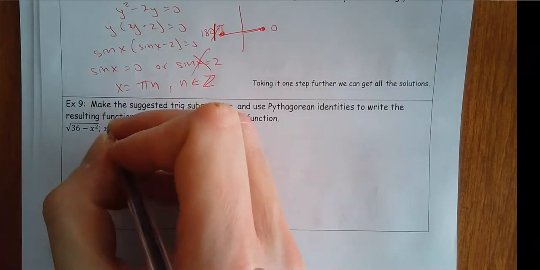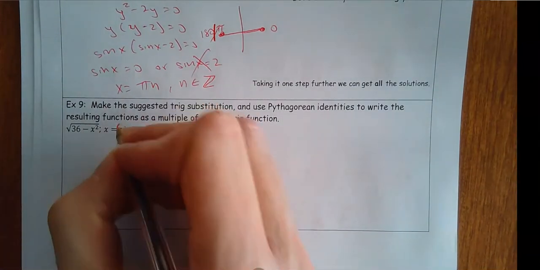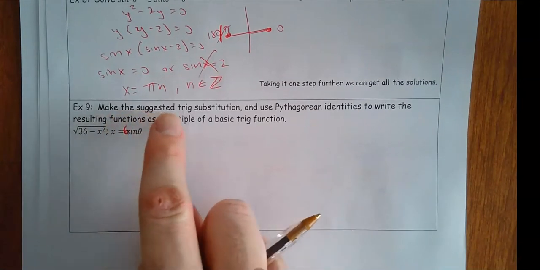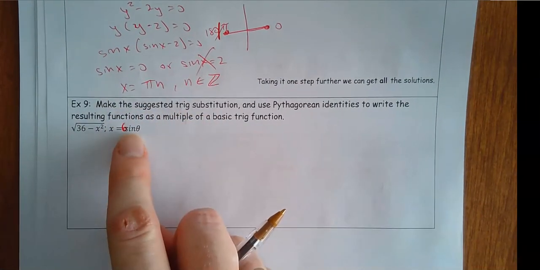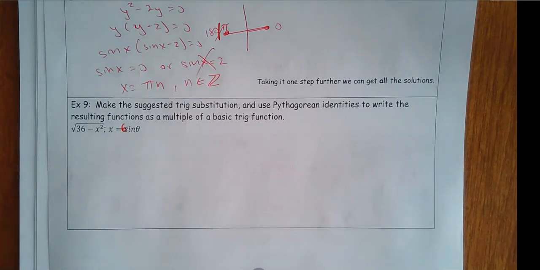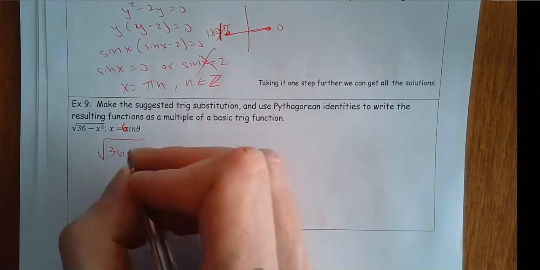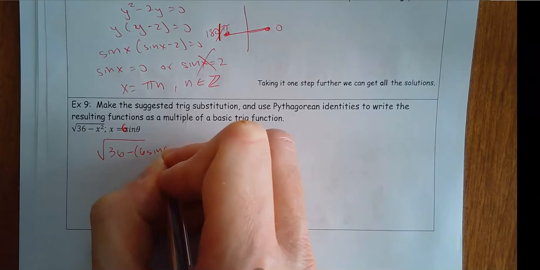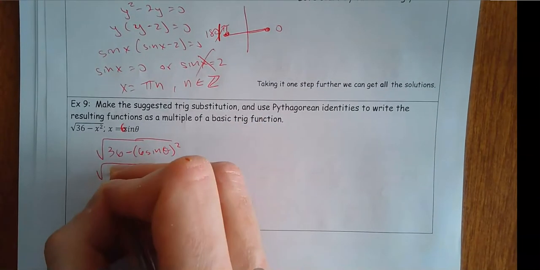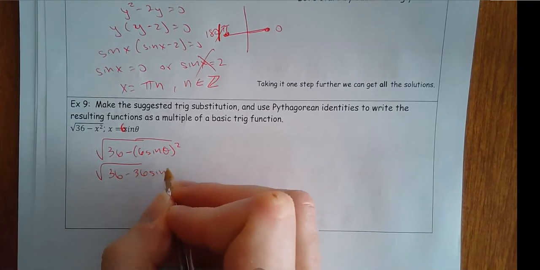So first off, there was a mistake here. This should say 6 sine theta, so change that to a 6. And it says make the suggested trig substitution, so let x equal 6 sine theta, and then use a trig identity to write the resulting function. So first off, radical 36 minus, and this would be 6 sine theta squared. That would be 36 minus, and I'm going to square both of those, so it'd be 36 sine squared theta.